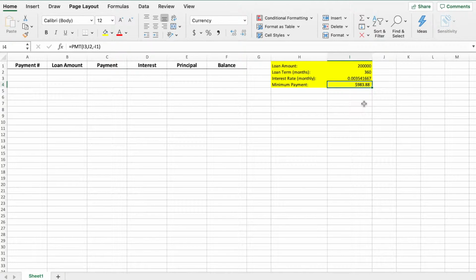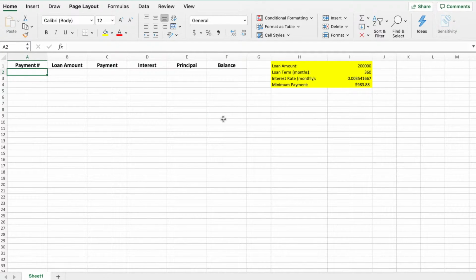If you do this on a mortgage calculator, if you put in a $200,000 loan amount, 30-year loan, 4.25% interest rate, you should come to that exact same monthly payment number. So this is principal and interest. This does not include taxes or insurance. Okay, so now let's create the schedule.